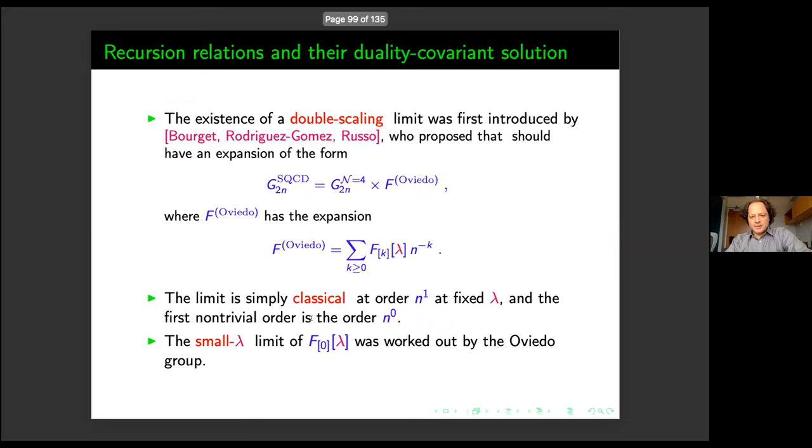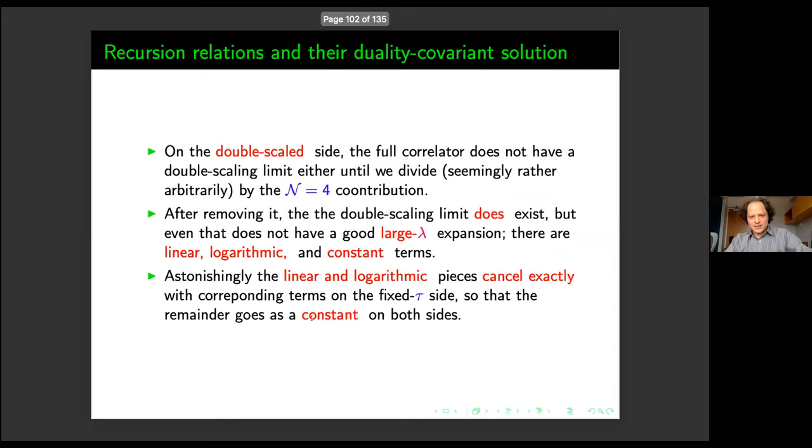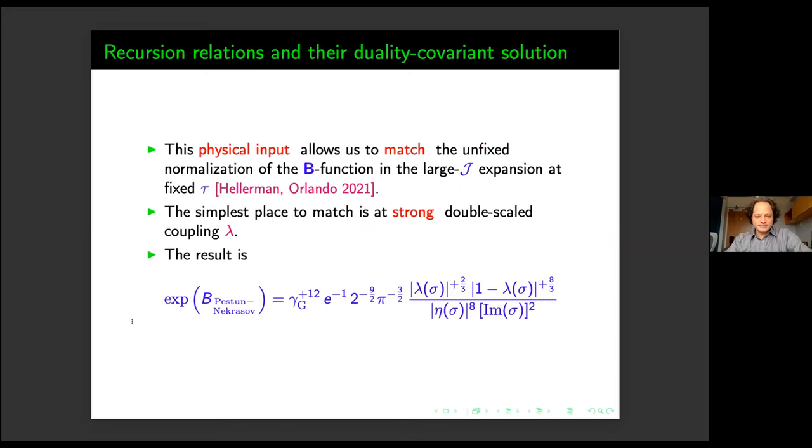Working it out was a bit more work, and used many interesting modern things involving the double scaling limit. But the output is that the exponentiated B coefficient, in the scheme as Pestun and Nekrasov compute, is the Glaisher constant to the 12th power, e to the minus 1, 2 to the minus 9 halves, pi to the minus 3 halves, and then some absolute values of some modular functions. This is the modular lambda function, the modular eta function, and so on.